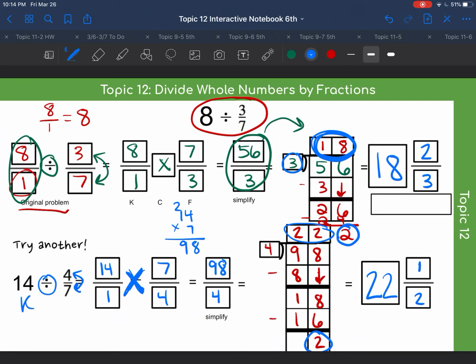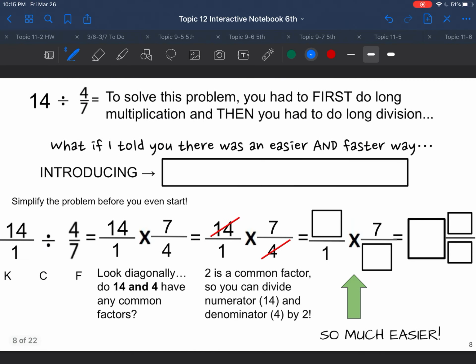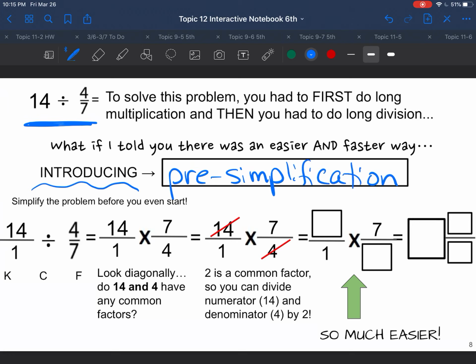Now, this process may seem a little long. We had to do keep, change, flip, then we had to multiply, and then we had to do a long division problem. Now, I'm going to show you a little trick, okay? To solve this, just like I said, you have to first do long multiplication, and then you have to do long division. But what if I told you there was an easier and faster way? I feel like I'm on a game show. Introducing pre-simplification. Fancy word for just simplifying before you even start.